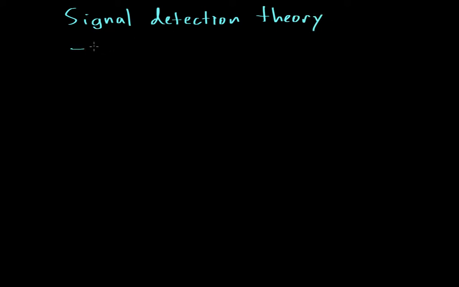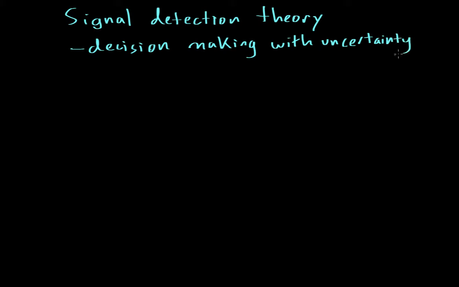In this video, I'm going to be talking about something known as signal detection theory. Signal detection theory basically looks at how we make decisions, so decision making under conditions of uncertainty. Let me give you an example of what signal detection theory is trying to do.